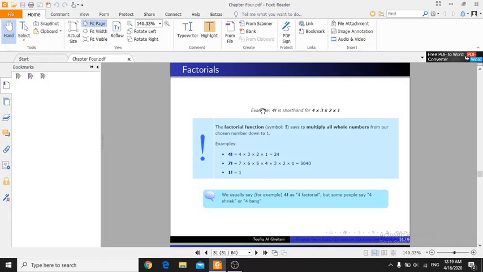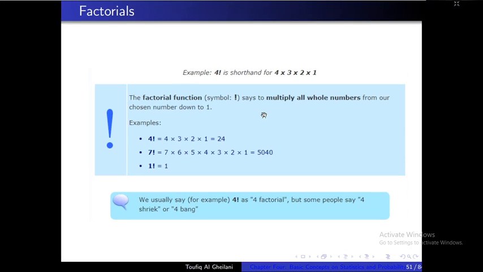In this video, we continue chapter 4, factorials. Example, 4 factorial is shorthand for 4 times 3 times 2 times 1. The factorial function says to multiply all the whole numbers from our chosen number down to 1. Example, 4 factorial equals 4 times 3 times 2 times 1 equals 24.